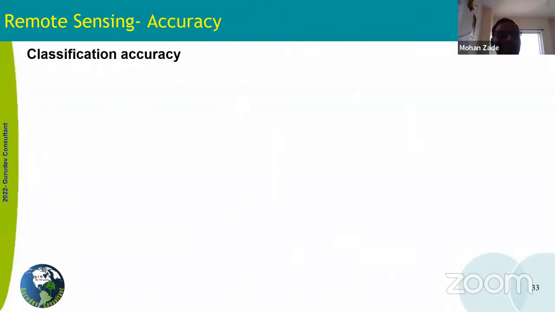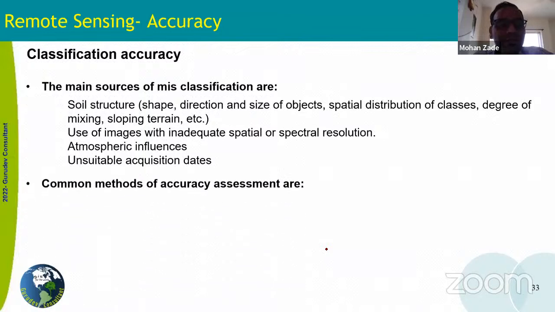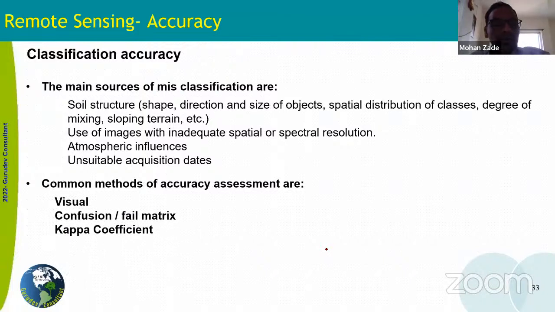Once you do the classification, then you have to be sure about the accuracy. So classification accuracy is generally measured with the different objects. So it uses different shapes, directions, degrees, and sometimes it uses the unsuitable classifications. And the most common methods are the visual, then the confusion matrix or error matrix, and second is the kappa coefficient. These are the indicators of accuracy of classification of satellite images.